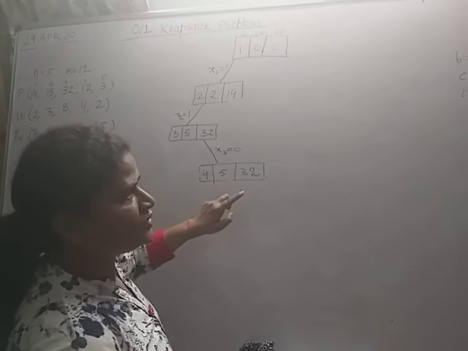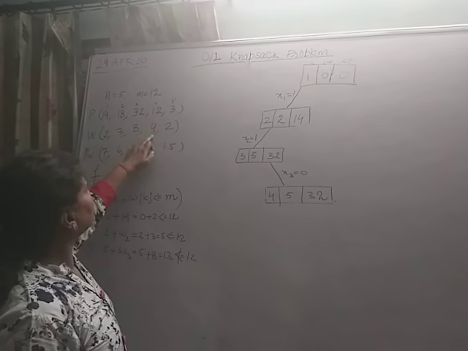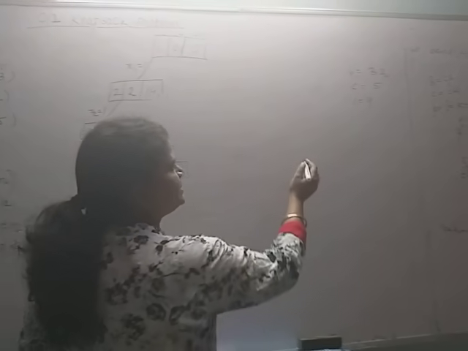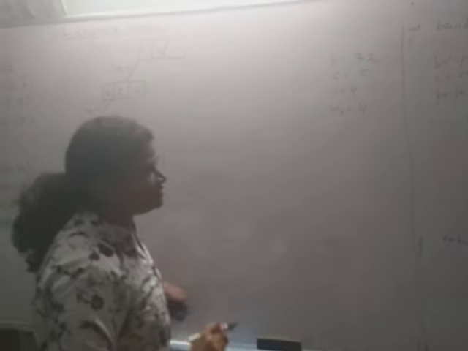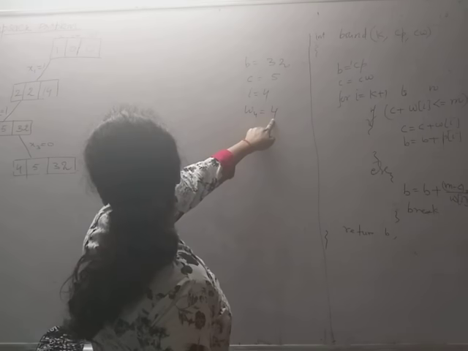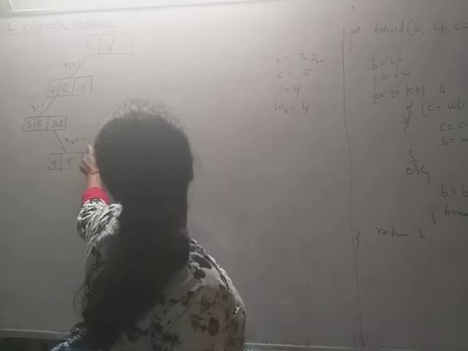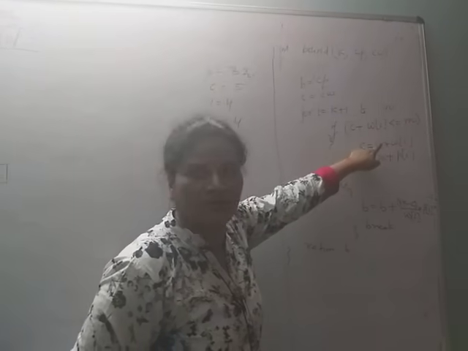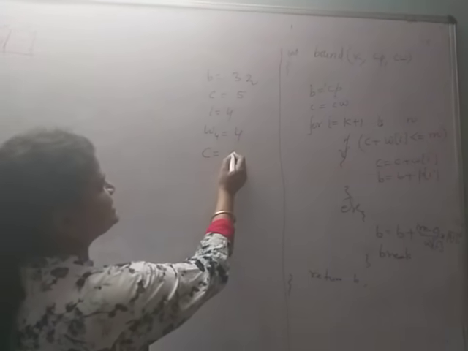Is the fourth weight included or not? Here the fourth weight is 1, 2, 3, 4, not 8. The fourth weight is 4, and the current weight is 5. Now this condition, c plus wi: 5 plus 4, here I am excluding the third weight. So 5 plus 4, 9, is less than or equal to m. So it is added, and the updated value of c is 9.